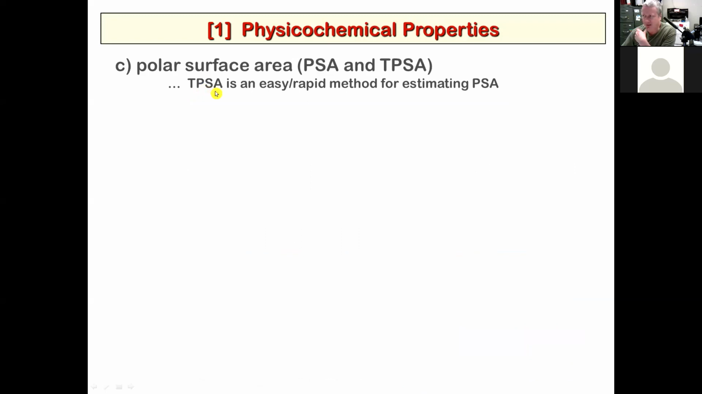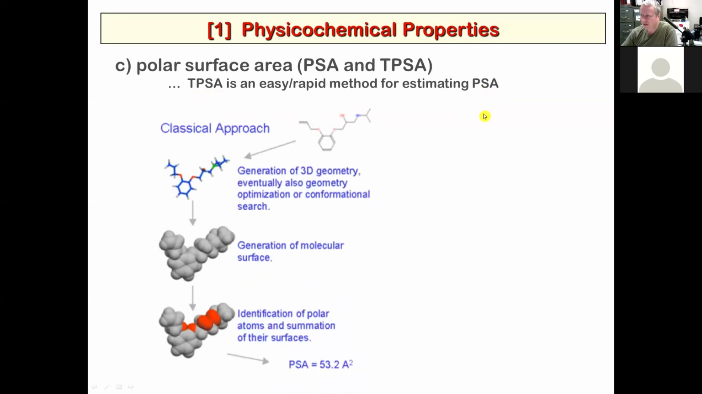TPSA is topological polar surface area. It's a very rapid way of determining PSA. It used to be that PSA was kind of a difficult calculation, a very slow calculation. TPSA is a very quick calculation. So what are they, computer-wise?